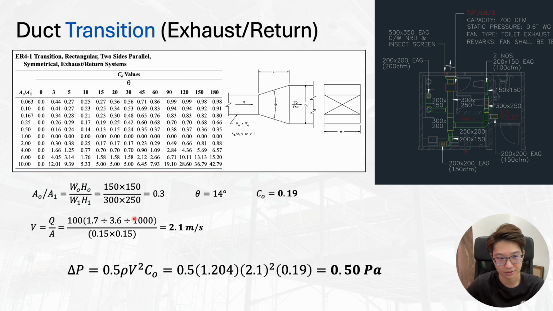Again, we want to use meter cube per second. Then the area of this section, so this is our velocity. Put that in, then we have our pressure drop. Okay, let's look at another example.